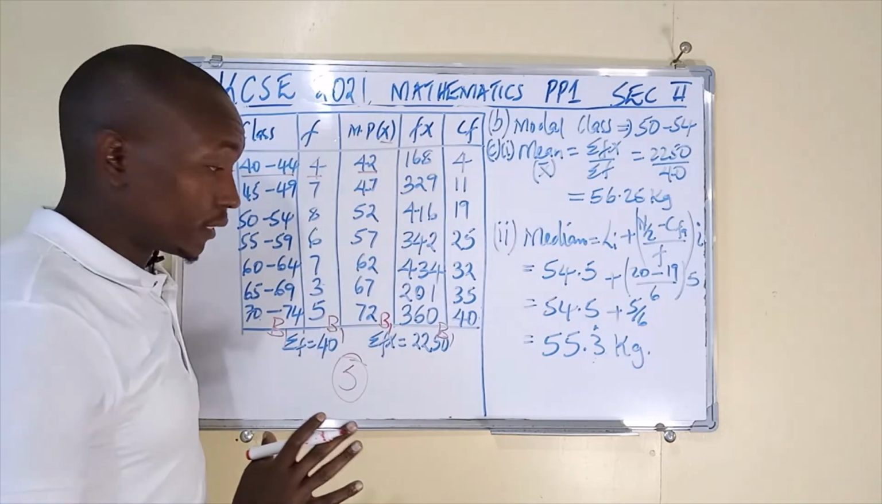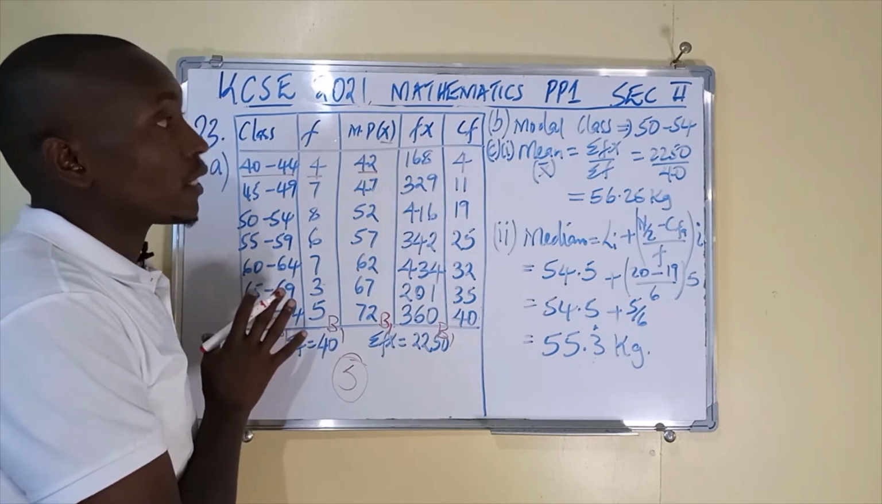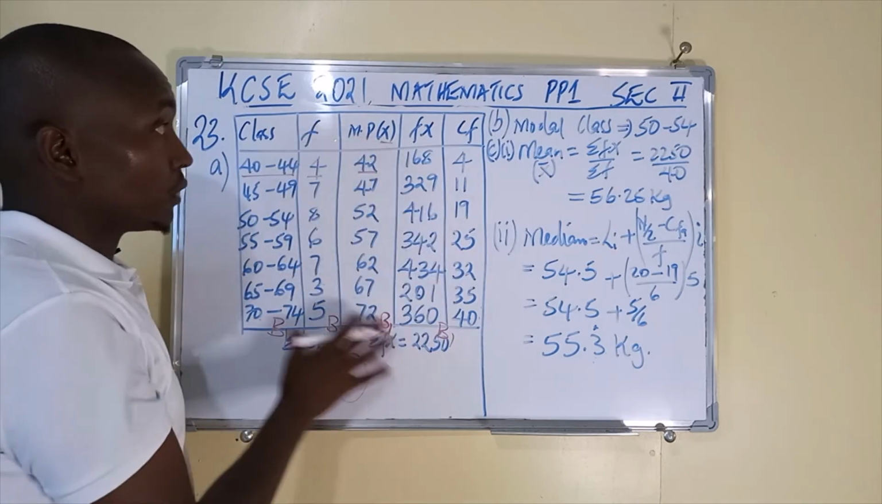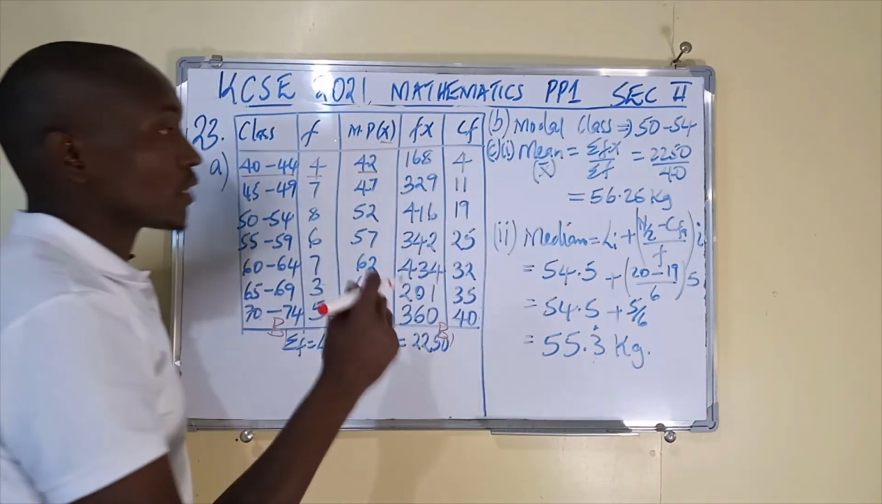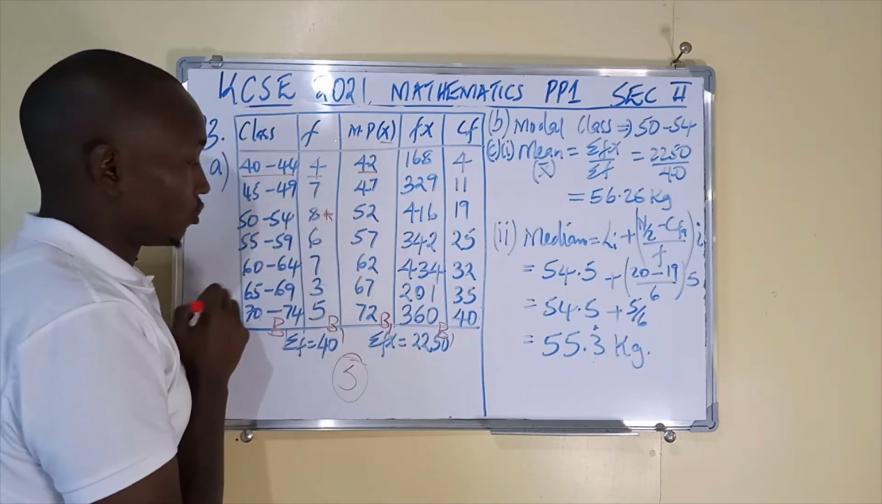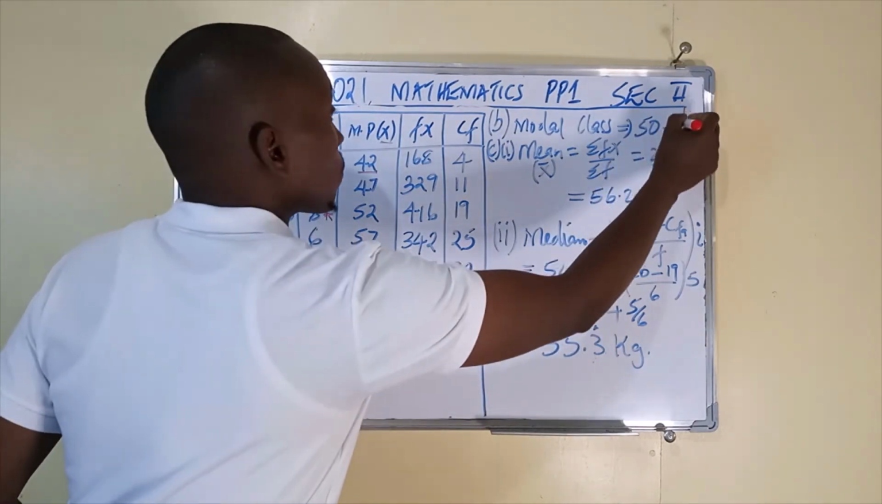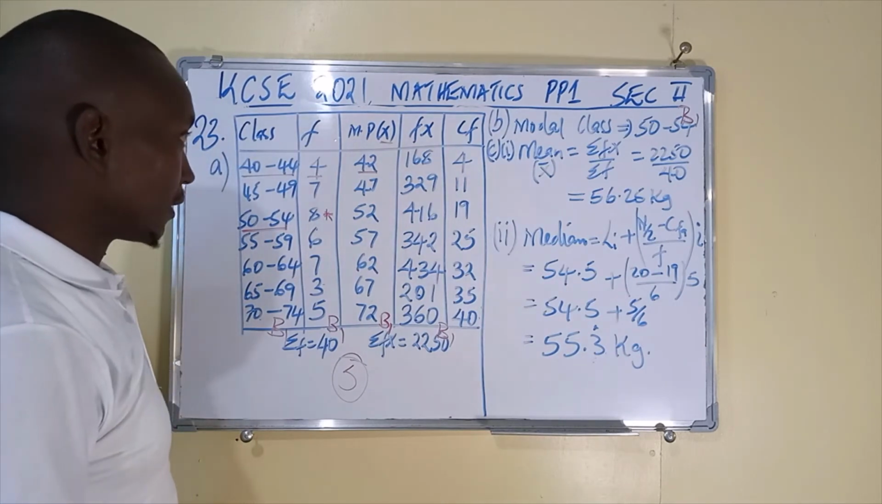Once the student has the table, they are able to do all the questions pertaining to the data. The first point was part A, to complete the table. Part B, the modal class, the class with the highest frequency. The highest frequency in this case is 8. So the modal class is 50 to 54, for another bonus point there. Good. We go on.